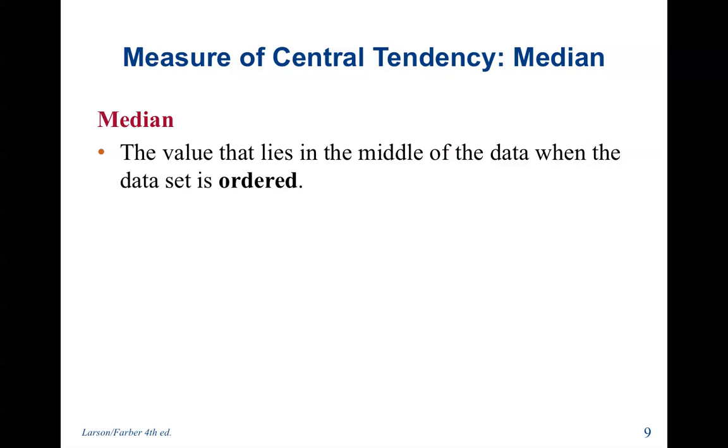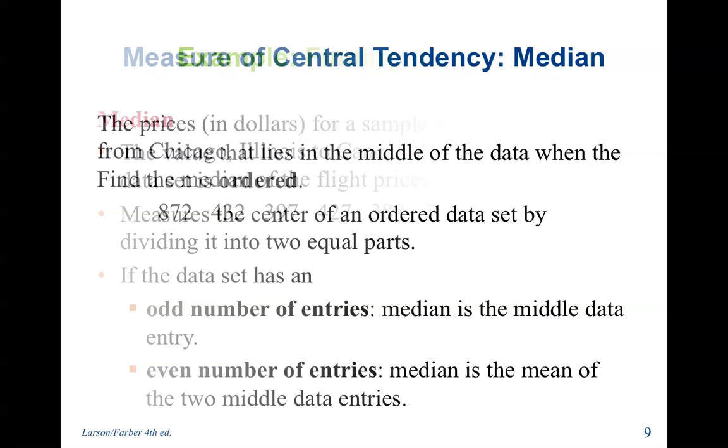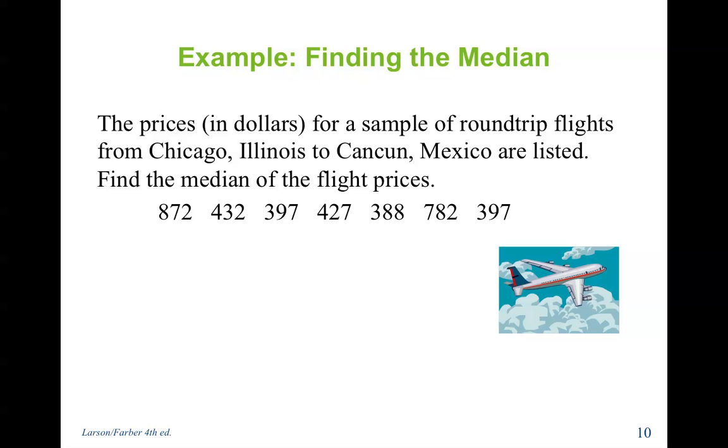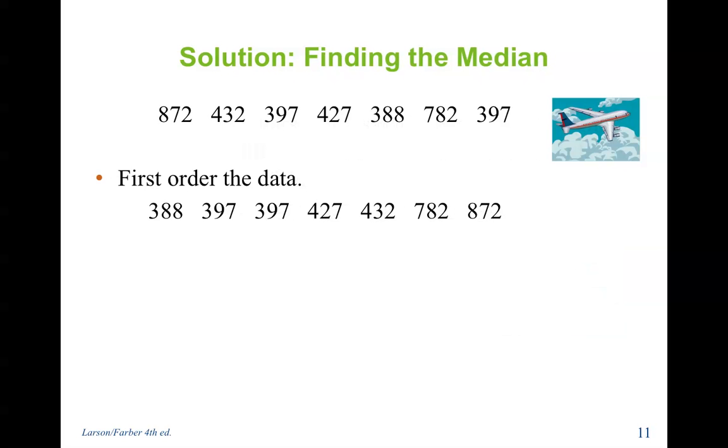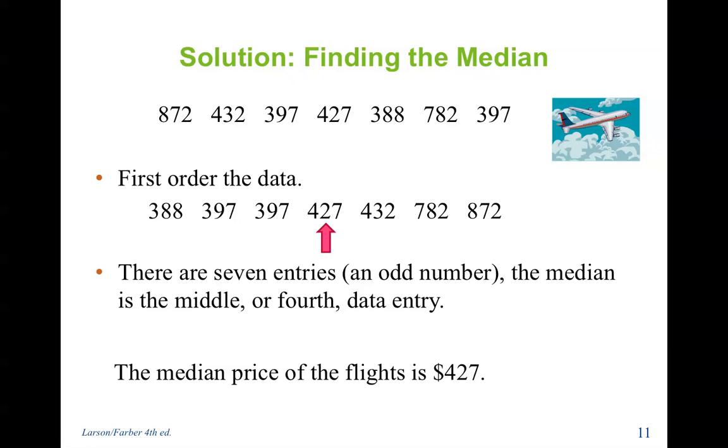The next one we're going to cover is median, the value that lies in the middle of the data when the data set is ordered. So first thing we got to do is order our data set. We're going to use the exact same example as before and put our data set in order. Then we pick the one in the middle. In this case, the middle entry is 427 because there is an odd number of entries. Sometimes when we have an even set, we're going to have to find this middle value by adding two values together and dividing by 2, by finding the average of those two. So in this instance, the median of our data set is $427.